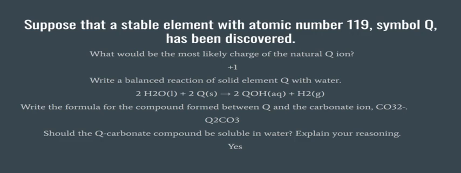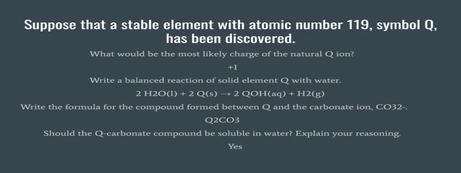To balance the equation, you have 2 hydrogens on the left side, but on the right side, you must have 3. So if you put a 2 in front of the QOH, you will have 4 hydrogens on the right, 2 Qs and 2 oxygens. And on the left, you have 2 hydrogens, 2 oxygens, and 1 Q. To balance this, all you have to do is put a 2 in front of the H2O and the Q on the left.